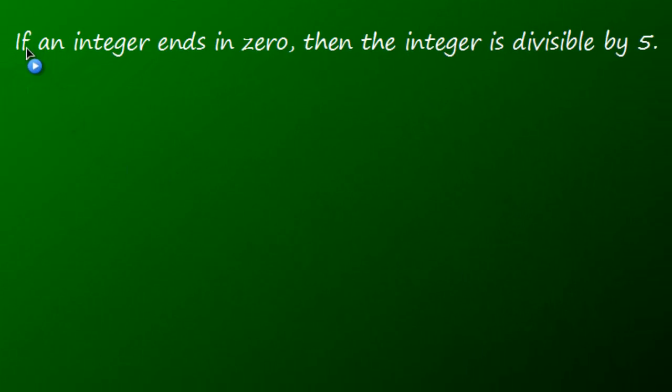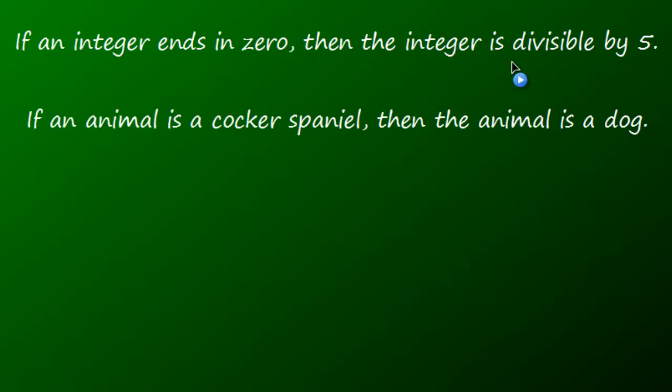So in this example, here's the word if. So the hypothesis is: an integer ends in 0. Here's the word then. The conclusion is: the integer is divisible by 5. Another conditional statement. Here's the word if. What comes after it? An animal is a Cocker Spaniel. Here's the word then. So the animal is a dog would be the conclusion. So you get the idea.